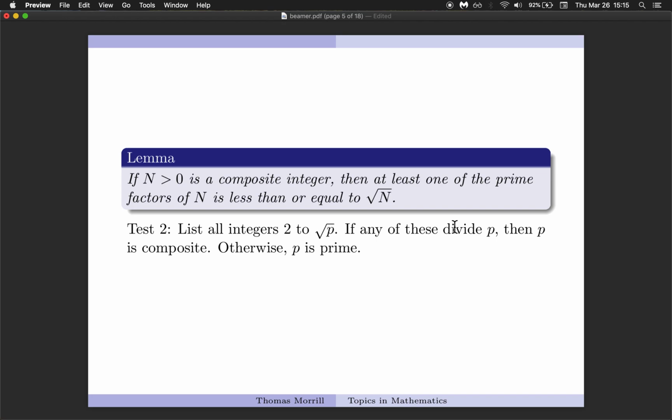But I already did 2. If a number is not divisible by 2, it's not even. And if it's not divisible by 2, it's certainly not divisible by 4. This test says check all of those integers, but there's redundancies. So what's the bare minimum that I have to do for this test? How can I save myself more work here?